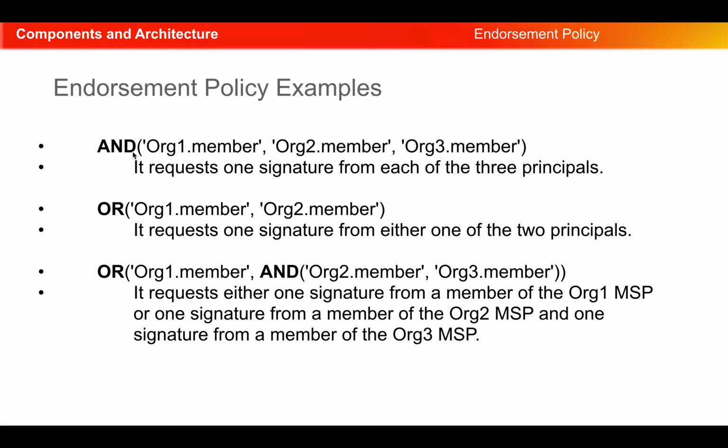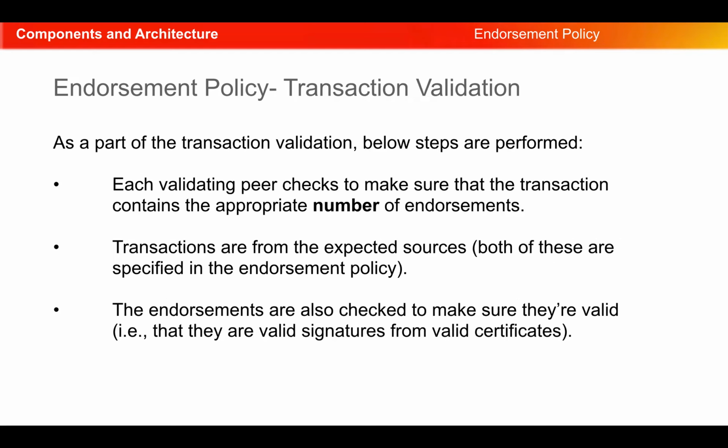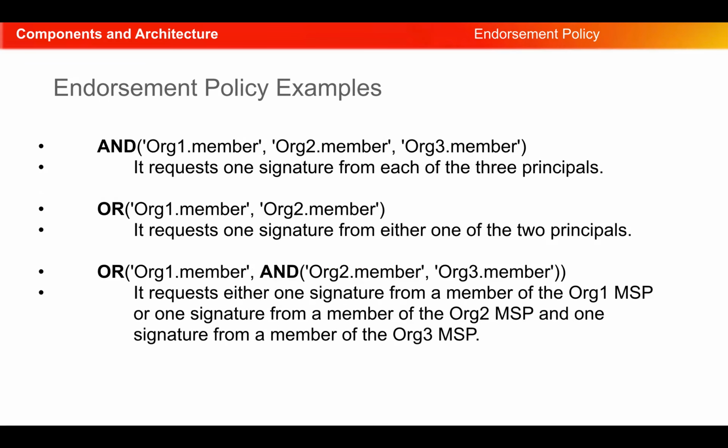As we have seen, this is the expression which takes AND, OR, or the other one we discussed, which is OutOf. So here we are having AND, with an open parenthesis, and after that you have org1.member, org2.member, and org3.member. From this, you can read this policy as follows: in order for this transaction to be valid, the policy requests one signature from each of these three principals.